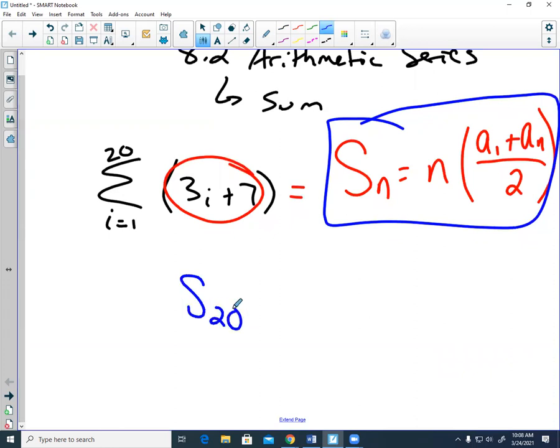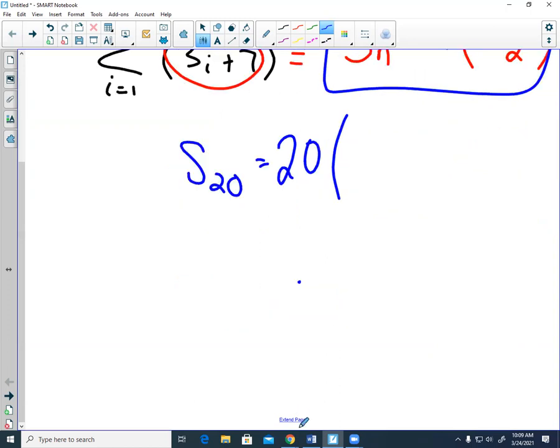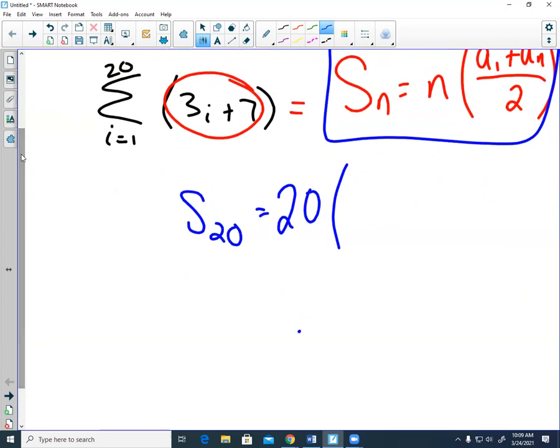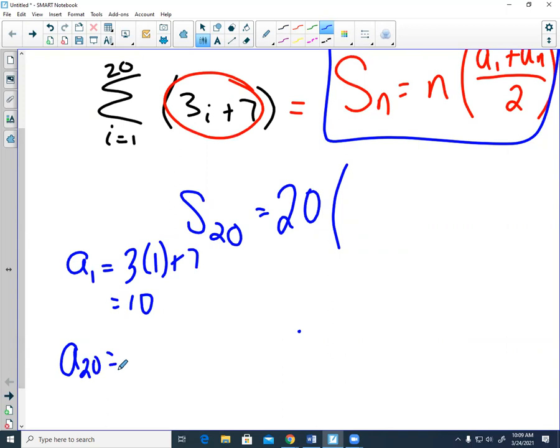So if I want to find the sum of the first 20 numbers, I'm going to use S20, because that's what I'm plugging in for N. Equals 20 times, and then I have to find what A1 and A20 are. I will have to do a little work, but only twice instead of 20 times. I plug 1 into this equation: 3 times 1 plus 7 is equal to 10. Then I plug the last term, 20, into my equation: 3 times 20 plus 7, which is 67. So I now know my first term and my last term.